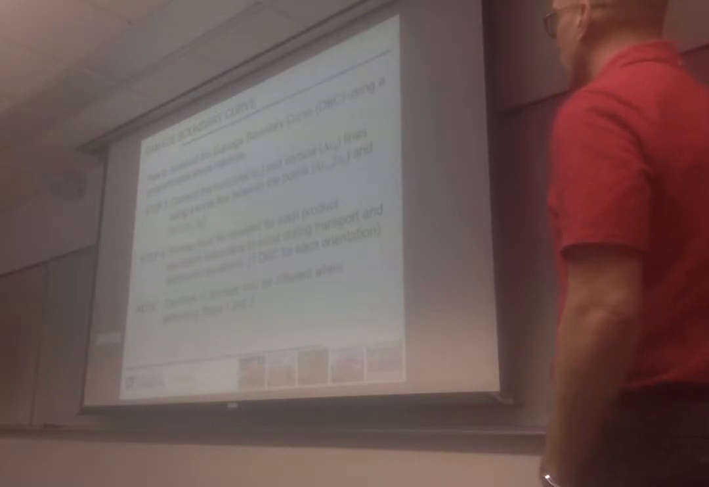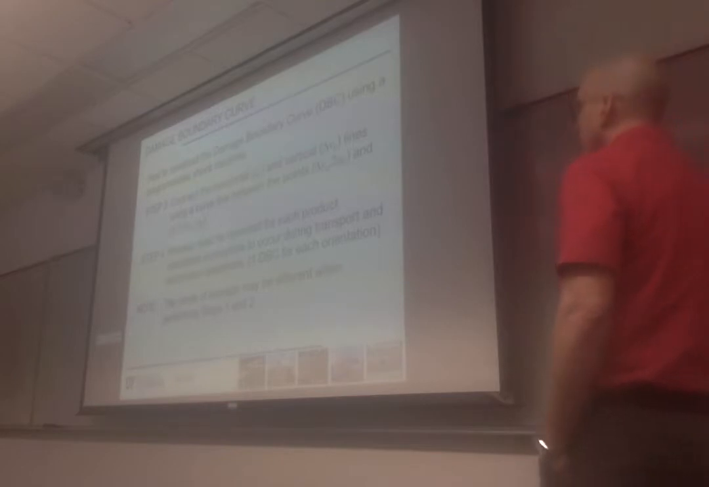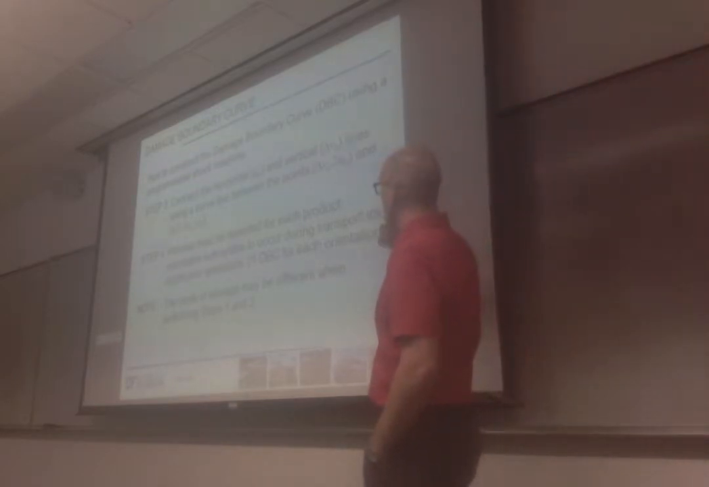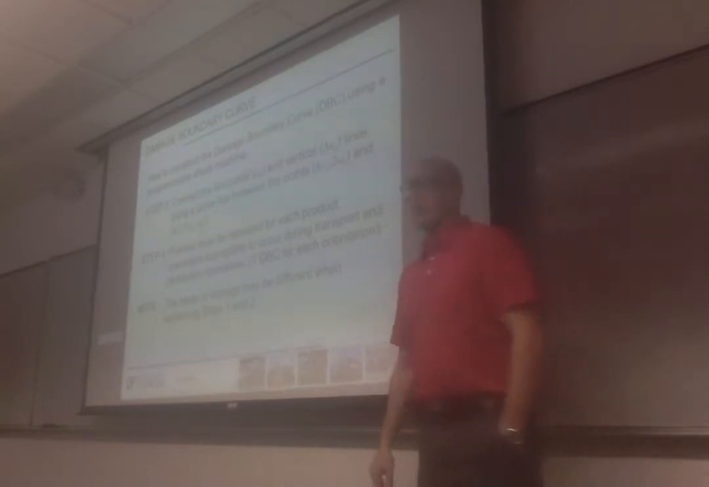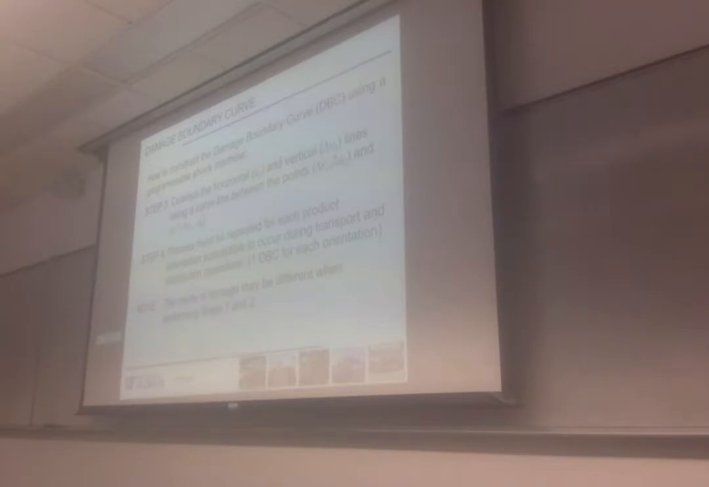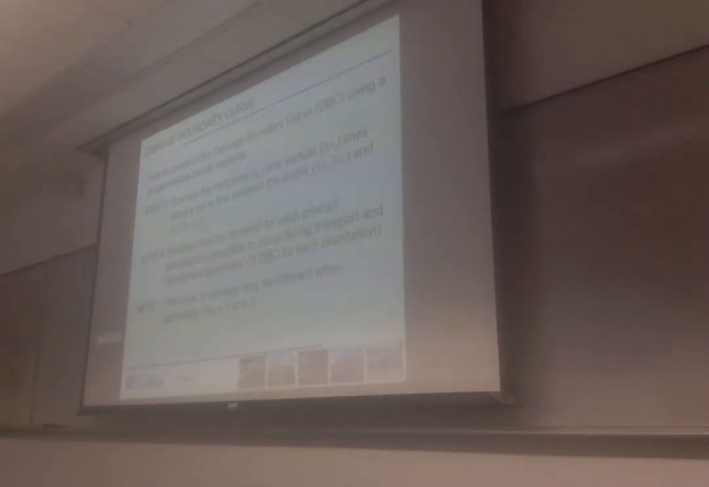And then the process must be repeated for each product orientation susceptible to occur during distribution and transport operations. So most likely you're going to have one damage boundary curve per orientation. So that's where it gets pretty tedious, right? But if you have a product with many components and it's expensive, it may be worth knowing that level at which you have damage or not, because in the long run, that may save you a lot of money.